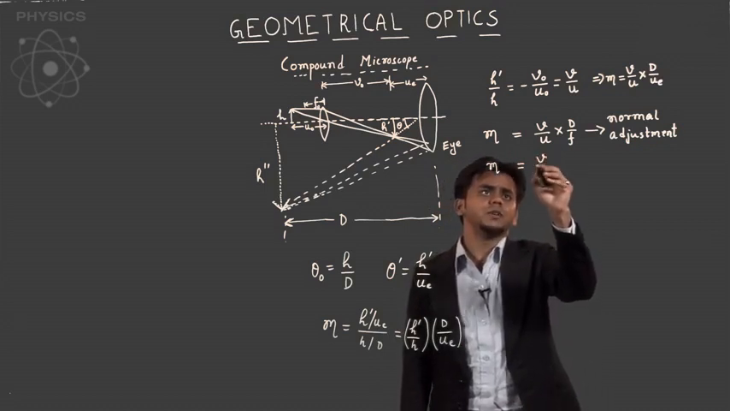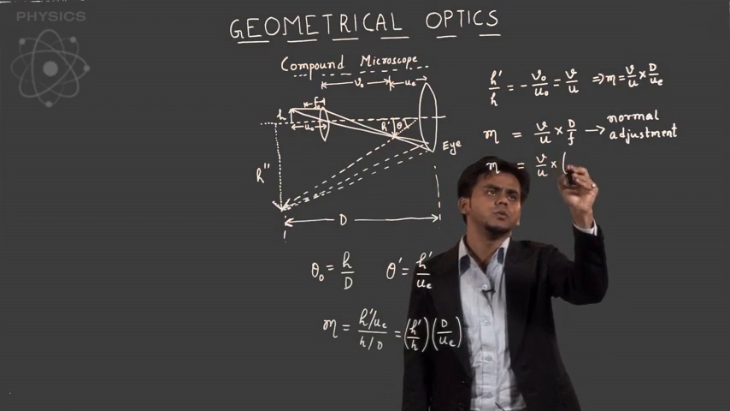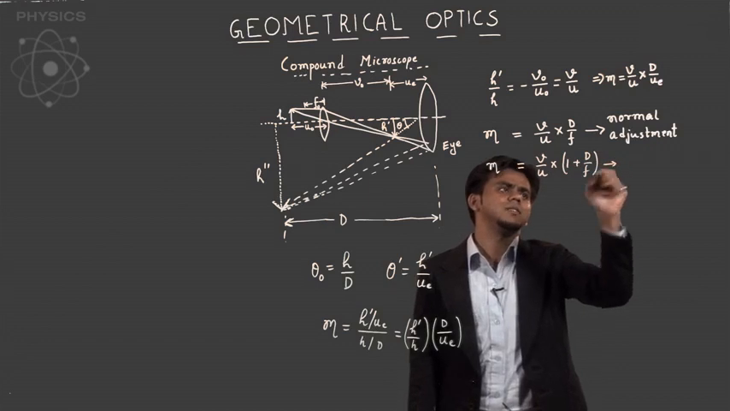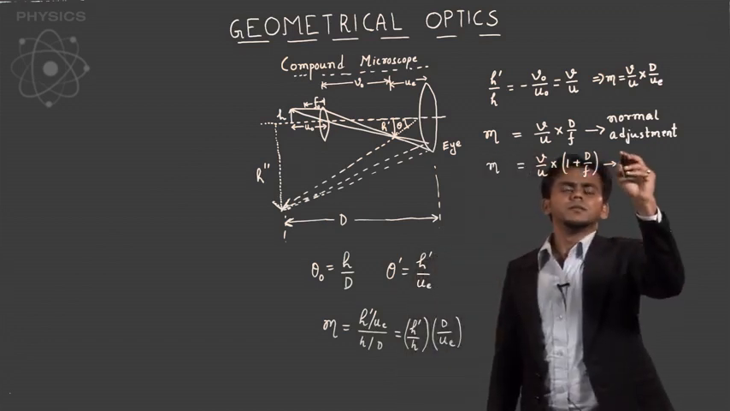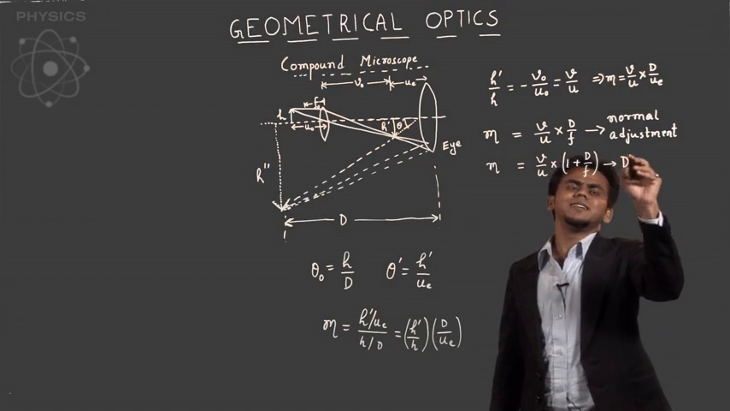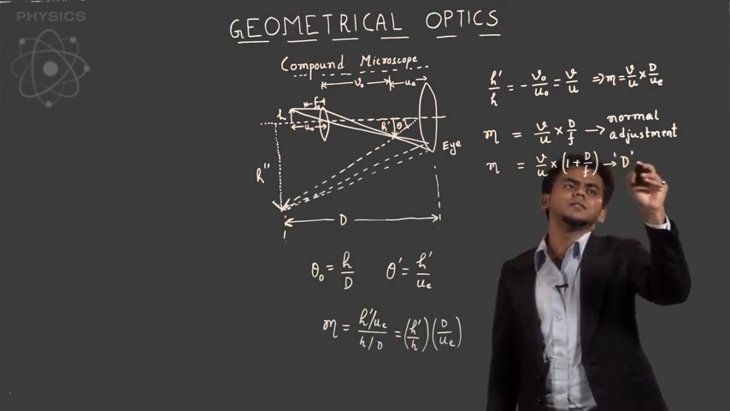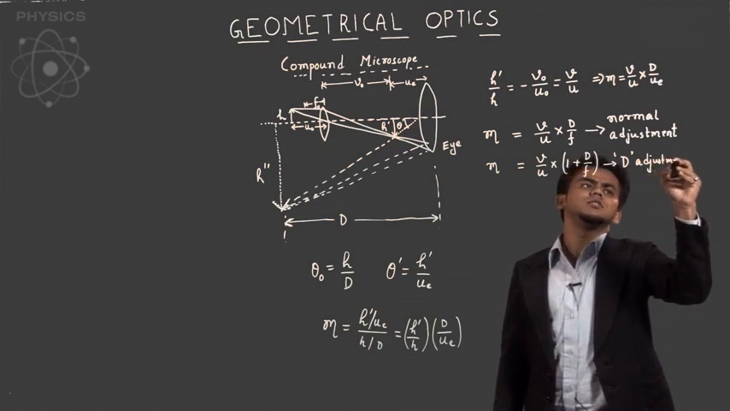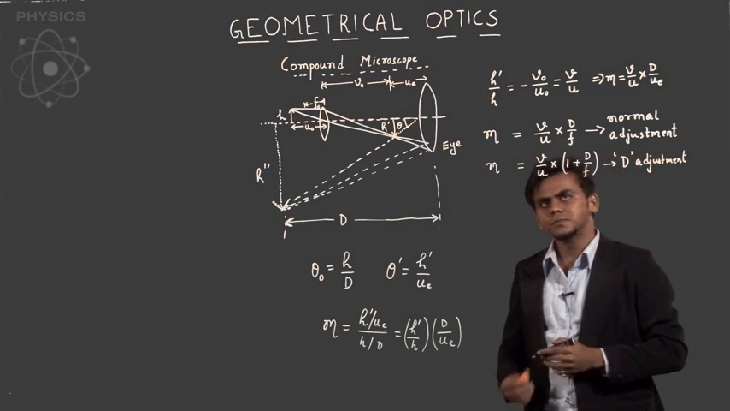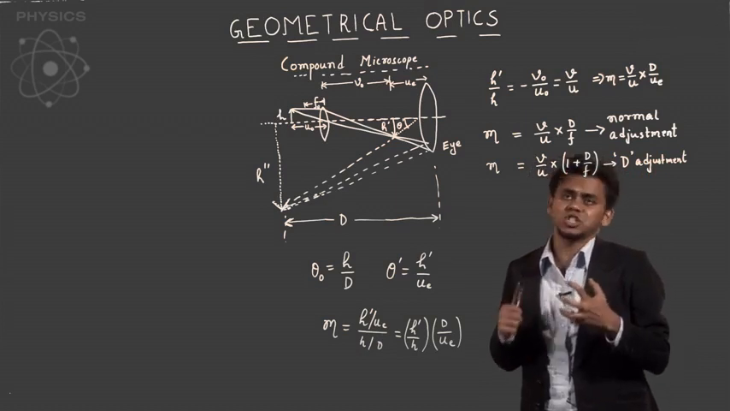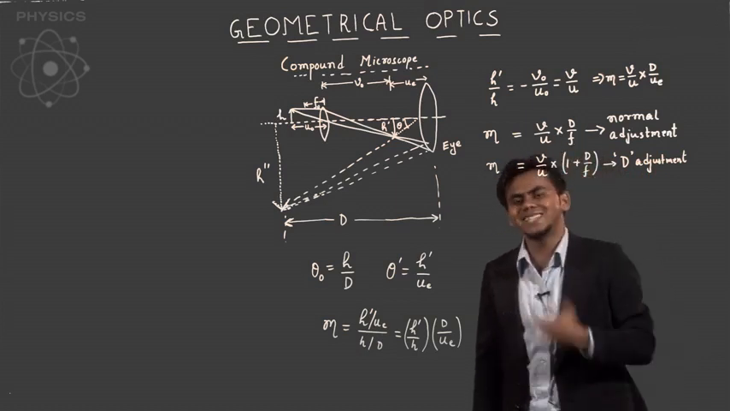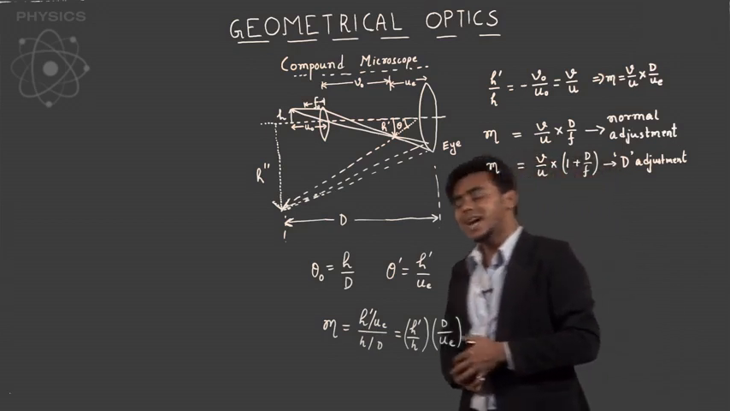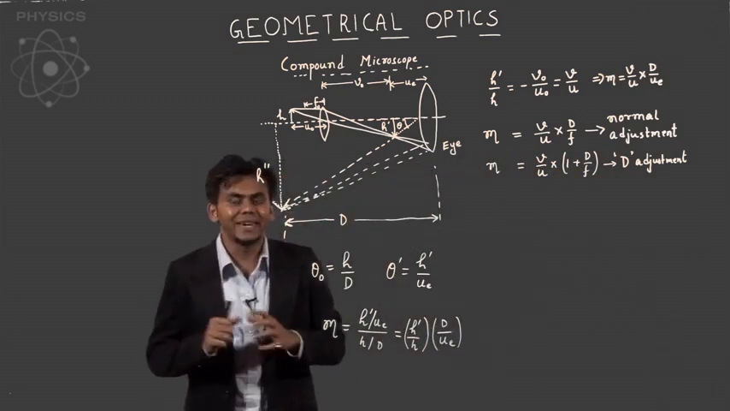Now this is V by U into 1 plus D by F, and this is the case for D adjustment. I'll just write D. When I say D adjustment, what I mean is that the final image is brought to the least distance of distinct vision. Now I have a further task to achieve. This V by U ratio, I still have no idea as to what the ratio would be. For that, I'll have to use my lens formula again.